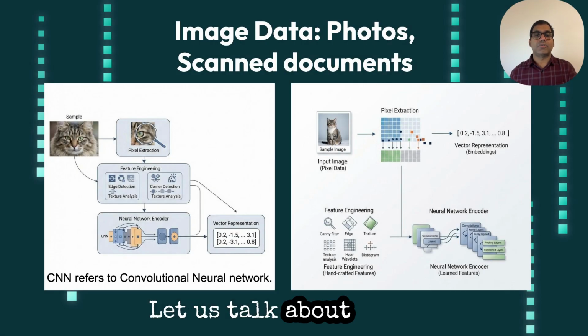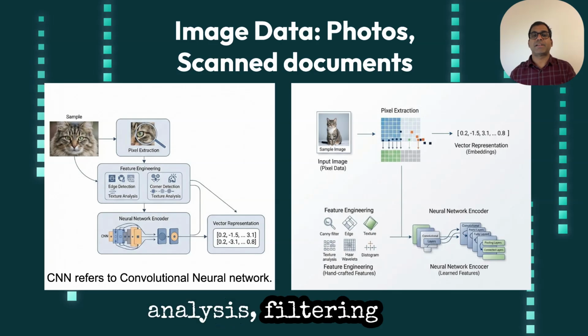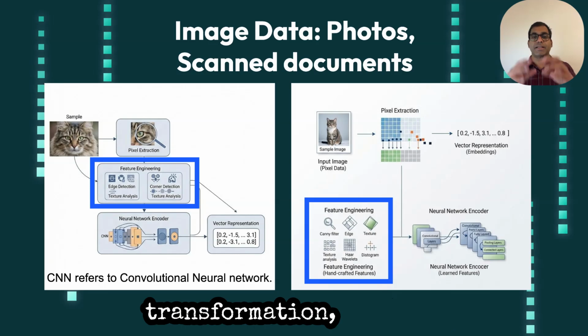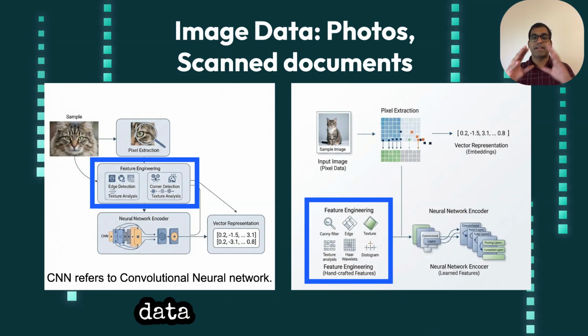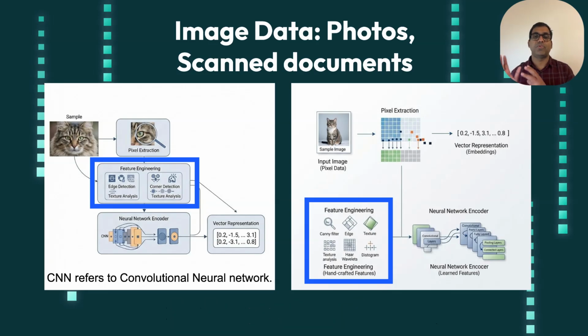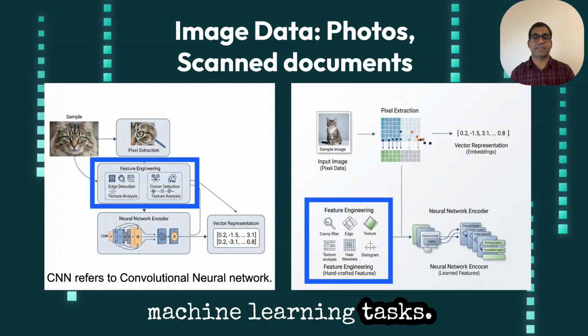Let us talk about image data, such as photos and scanned documents. Before analysis, filtering and pre-processing approaches can be applied to the raw pixel values to perform resizing, transformation, scaling, data standardization, and whitening. These steps help to normalize differences in image size, shape, orientation, and intensity, making these images more consistent and suitable for further processing or machine learning tasks.